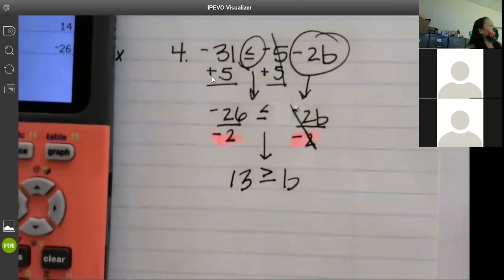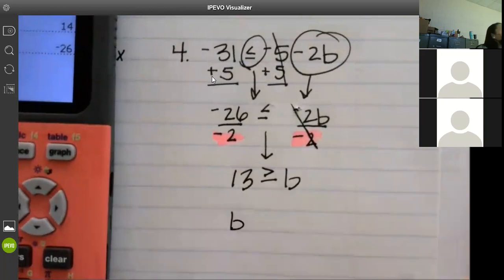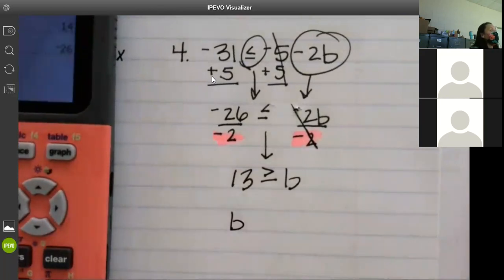Again, if you're just solving, this answer is perfectly fine for me. I don't need it to change at all. Okay. If you're graphing, you need to write it backwards. Guys, we need to be taking notes. So our heads need to be up and our pencils need to be moving. Okay.